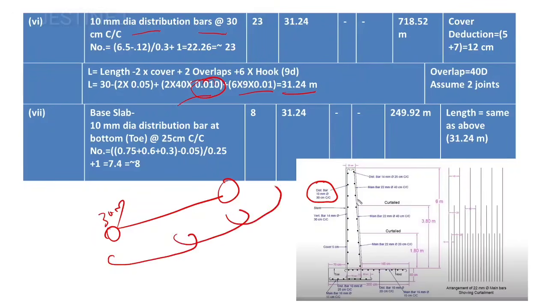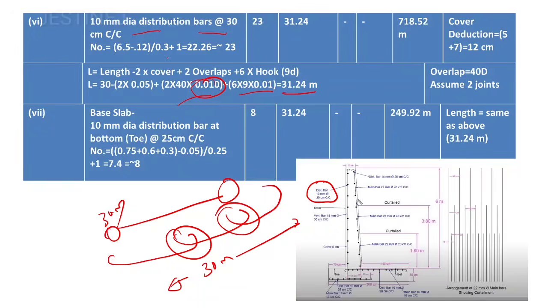Okay, in this way 2 overlaps will be here. Okay, the actual length is going to be this much only. That's why we are connecting to make this 30 meter. Okay, and if you add up those values, you will get 31.24 meter.